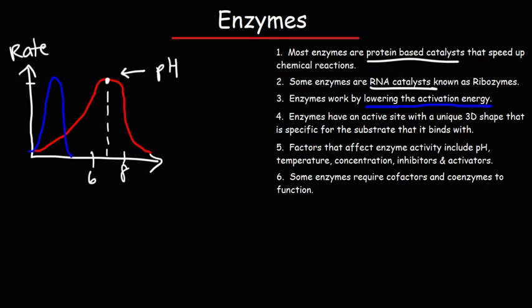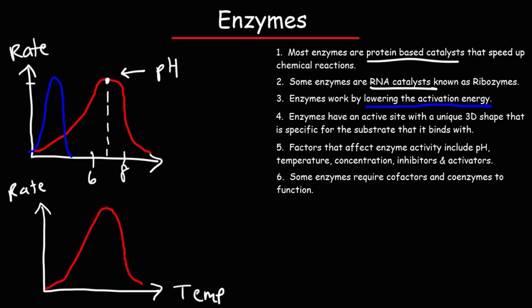Another factor that affects enzyme activity is temperature. And like pH, there's a graph that corresponds to that. So we have temperature on the x-axis and the rate of the reaction on the y-axis. Now, the graph will look something like this. So there is an optimal temperature at which the rate is at its maximum.